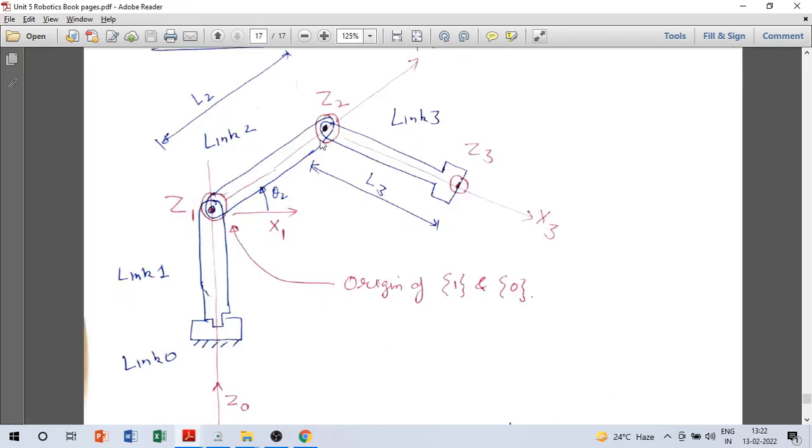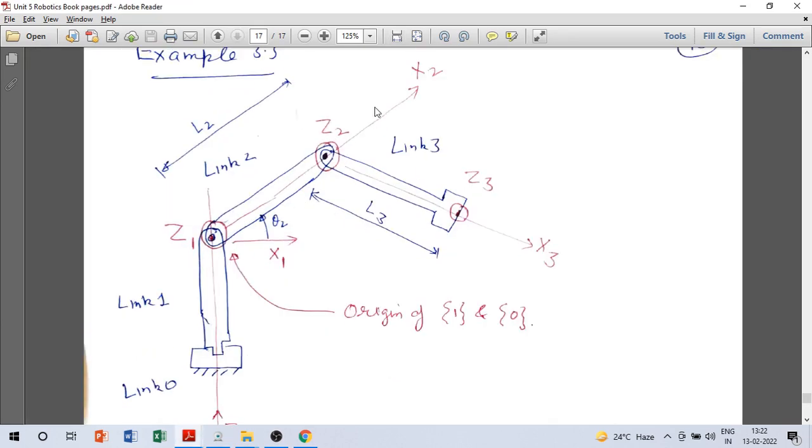So what we do is, we choose x2 through the origin of frame 1. That is this point. Through this point we have chosen x2. Otherwise, with x2 parallel to this, we could have multiple choices of x2, but we take this as x2. So the intermediate frames are done now. We have z1, x1, z2, x2.